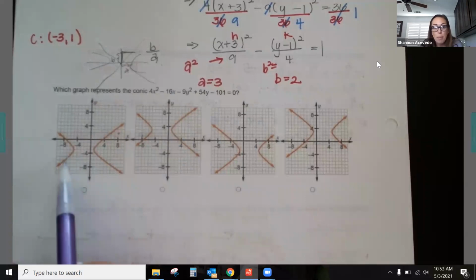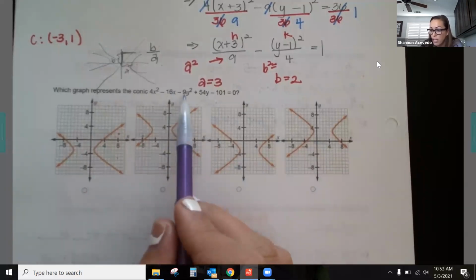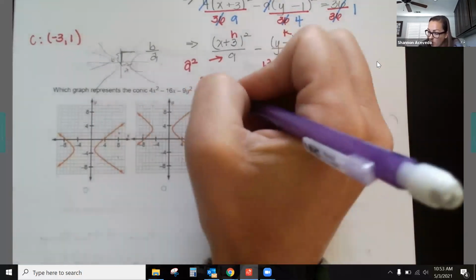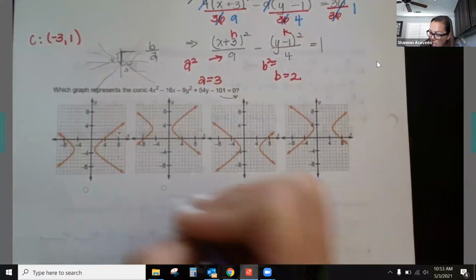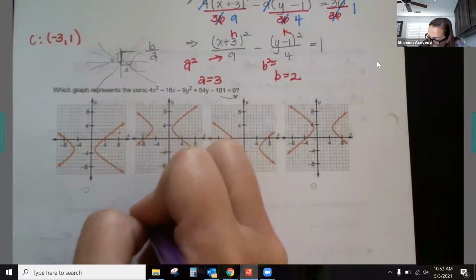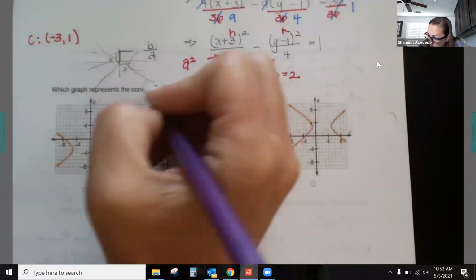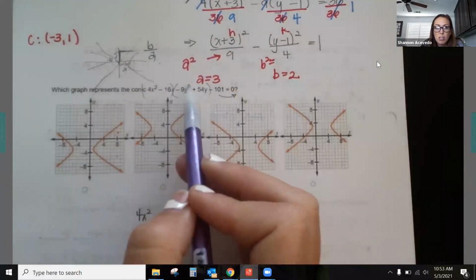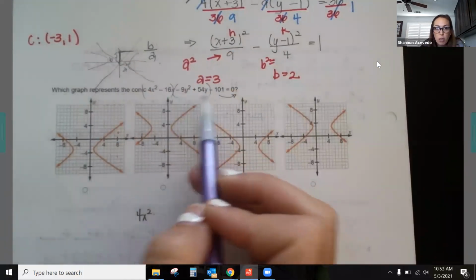I know it's going to be a hyperbola because all the graphs are hyperbolas. So let's go ahead. I'm going to group my x's together, I'm going to group my y's, and I'm going to move my 101 over to the right side. So I have 4x squared. Oh, look, they already have these grouped. These aren't multiplied. I'm just using it to show that I'm grouping these ones together, and I'm going to group these ones together.